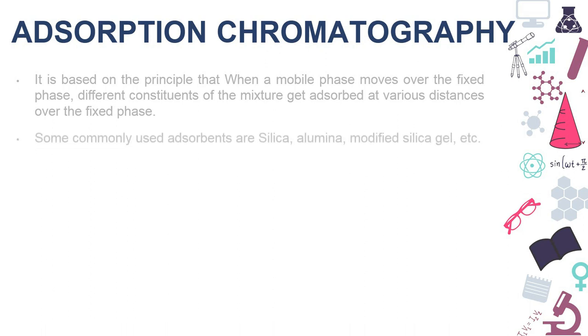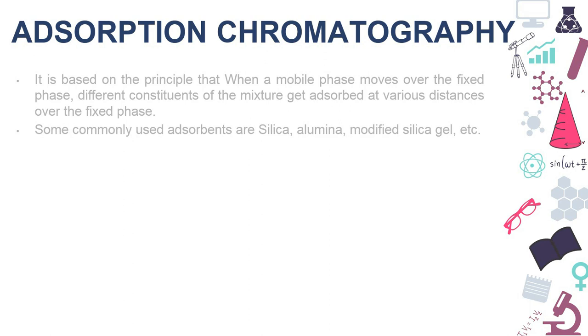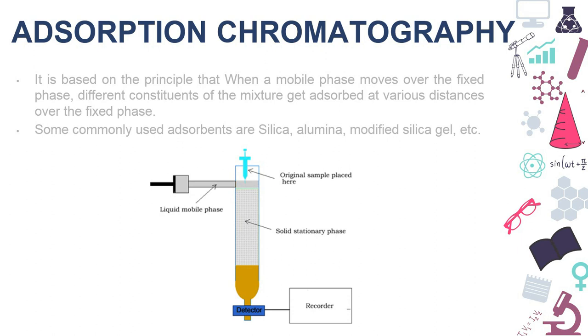The adsorbent can be silica, alumina, modified silica gel, etc. In the animation given, there is one liquid phase which is moving over a solid stationary phase, and the constituents of the original sample are getting adsorbed at various distances because of their affinities. The one having higher affinity gets adsorbed at the top, and the one having lower affinity gets adsorbed at the bottom, and their affinities can be recorded on the recorder and detected. So this is known as adsorption chromatography.